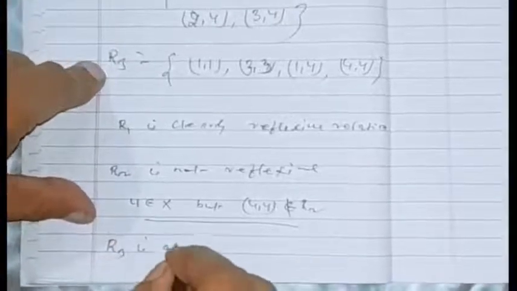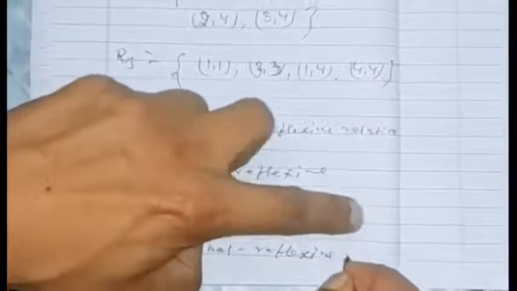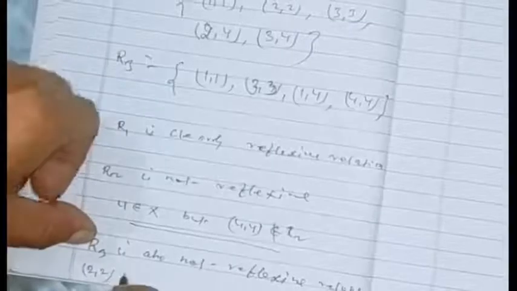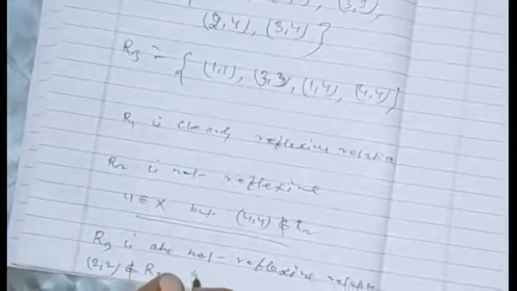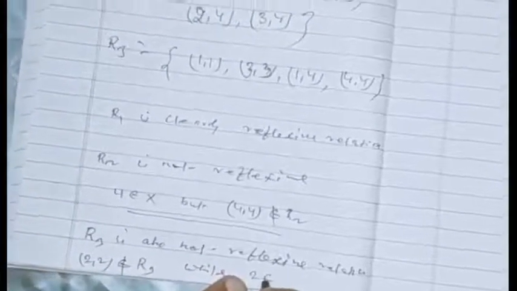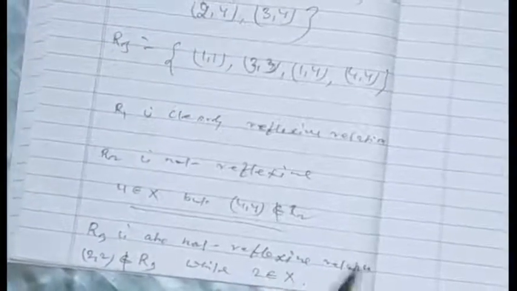Similarly, R3 is also not a reflexive relation. What is the reason behind this? Here (2,2) does not belong to R3 while 2 belongs to set X. Therefore (2,2) must belong to R3. Okay.